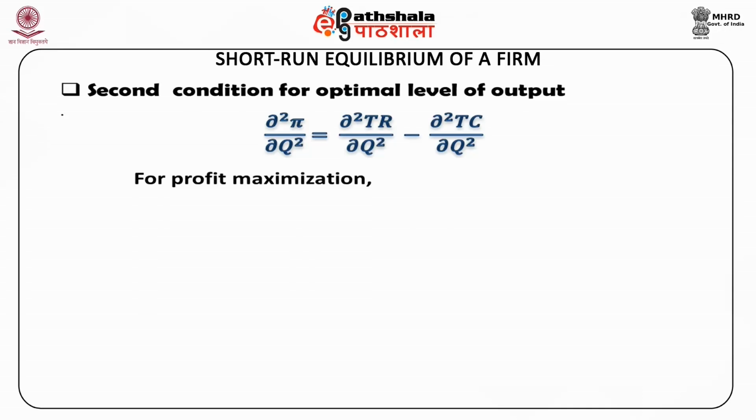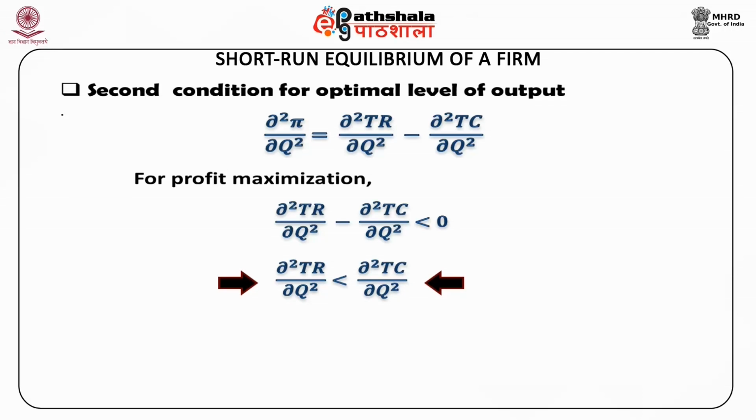That is, delta square total revenue divided by delta q square minus delta square total cost divided by delta q square should be less than 0. Thus, we can write this as delta square total revenue divided by delta q square less than delta square total cost divided by delta q square.